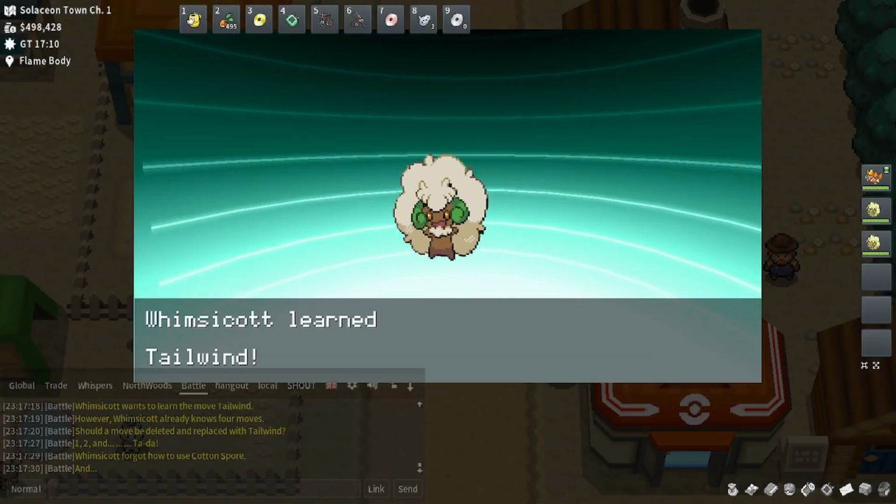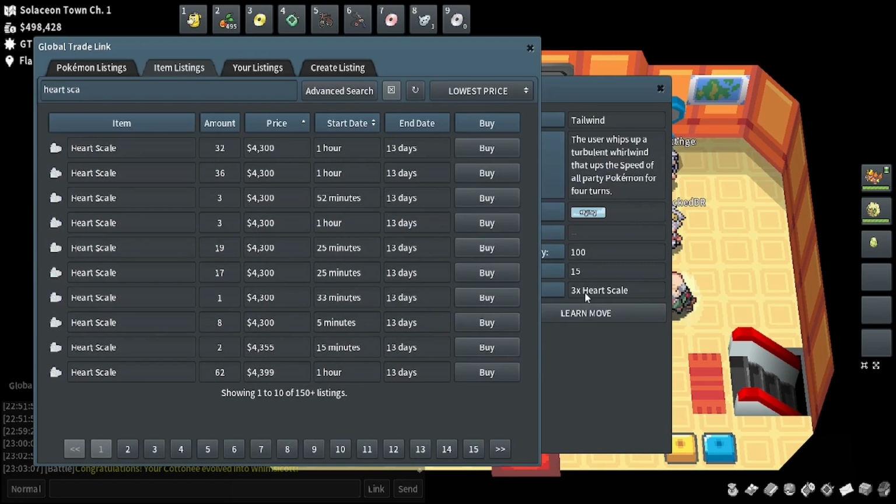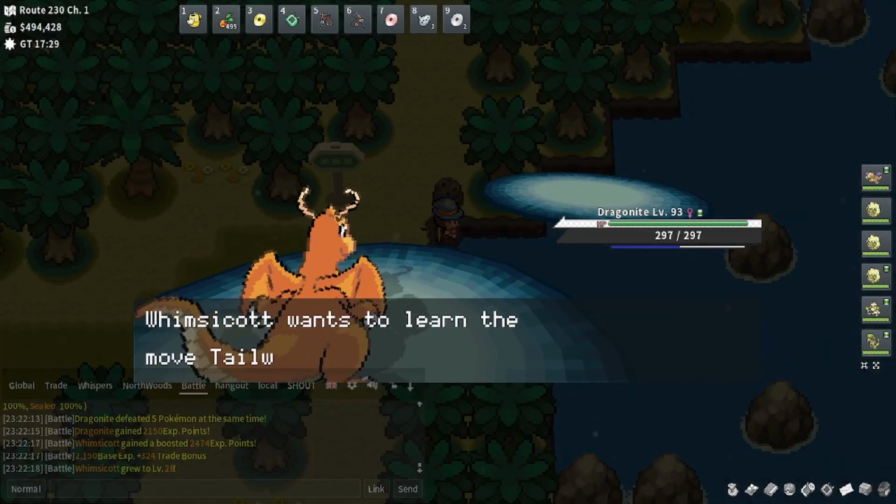And if you evolve it at any other level, it will learn Tailwind through a move reminder, or it will learn it at level 28 by level up.